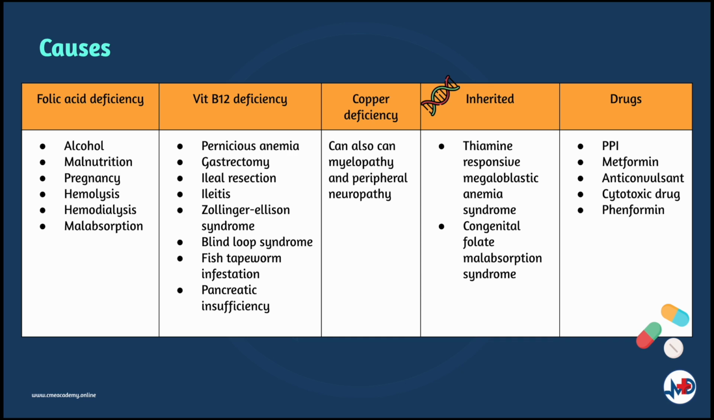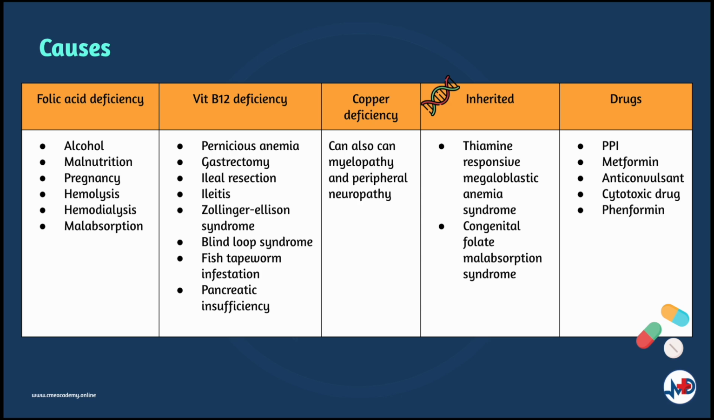Vitamin B12 deficiency would most frequently be caused by pernicious anemia caused by autoimmune gastric atrophy, leading to decreased production of intrinsic factors. This may also be due to ileal resection, gastrectomy, ileitis of any cause such as Zollinger-Ellison syndrome, fish tapeworm infestation, blind loop syndrome, and pancreatic insufficiency. So in cases where there is decreased amount of intrinsic factors present or produced, this then impairs the absorption of vitamin B12 in the terminal ileum.